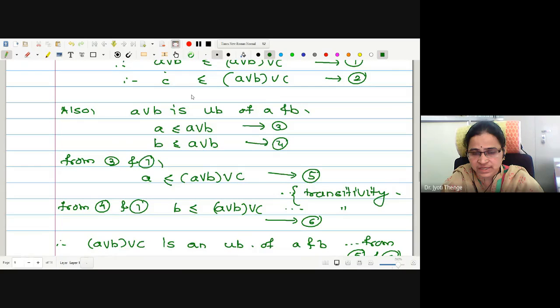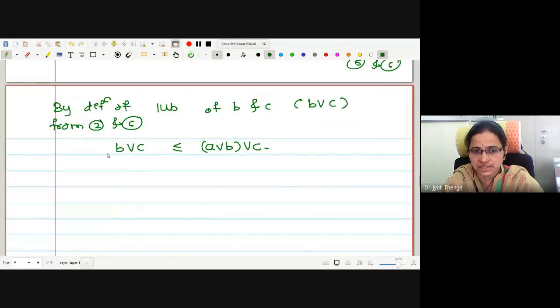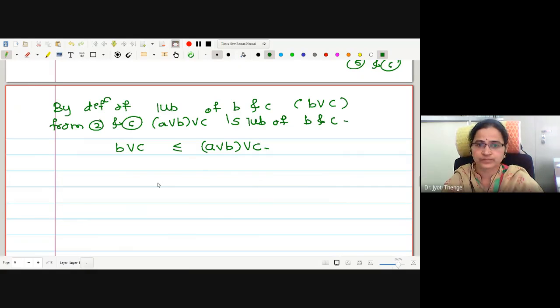C precedes A join B join C. B precedes this. Therefore, this A join B join C is an upper bound of B and C. And B join C is the least upper bound of B and C.